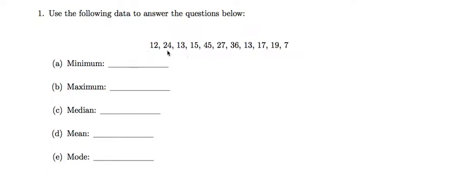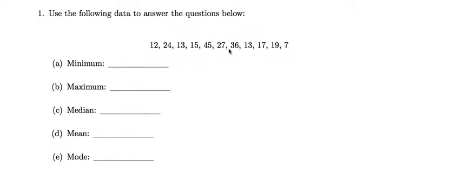So here we have a list of numbers, and it says use the following data to answer the questions below, and they're all questions about the location of the data, where it is. So there's different things we can use to locate the data: the minimum, the maximum, the median, the mean, and the mode. And so when we look at these numbers, there it goes 12, 24, 13, 15.